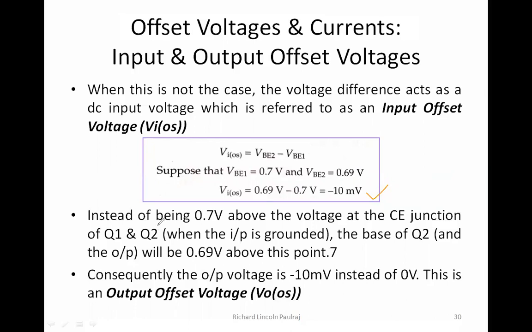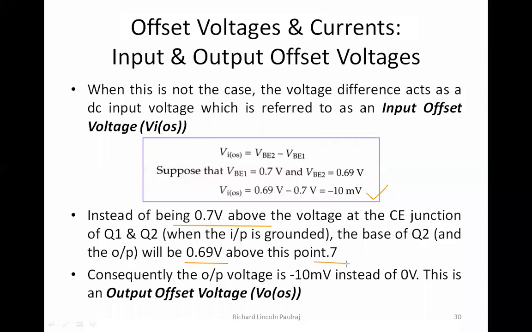So generally we want them to be about 0.7 volts, taking ground into consideration. So we refer to it as 0.7 volts above ground. But here, what is happening, instead of being 0.7, it is going to be about 0.69 above ground, compared to this point, which is about 0.7.